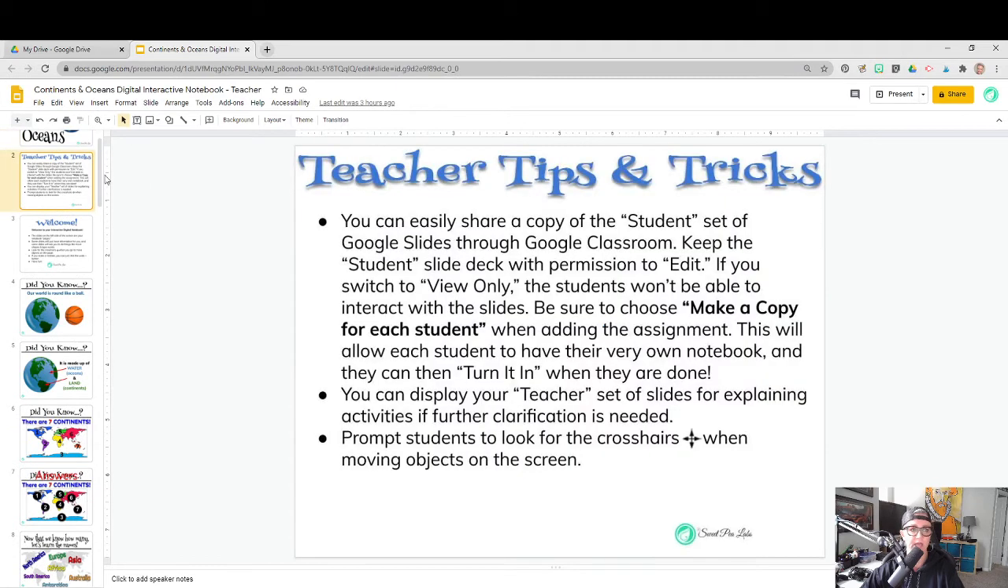In the teacher set, you'll have some teacher tips and tricks here talking about things like how to share your set of slides with your students and something to remind them to use the crosshairs, and that you can use your teacher set of slides on a screen or a screen share with them if you would need to give them extra directions or clarification.